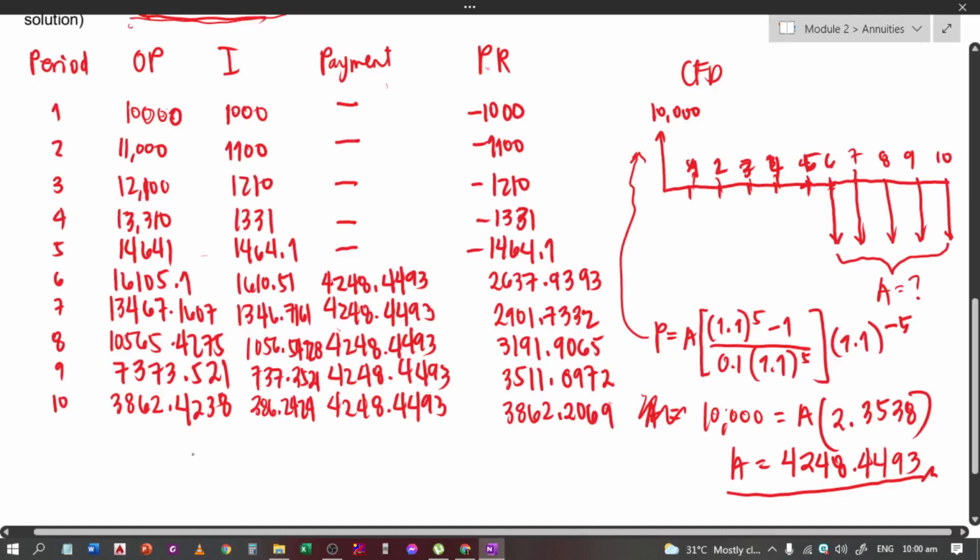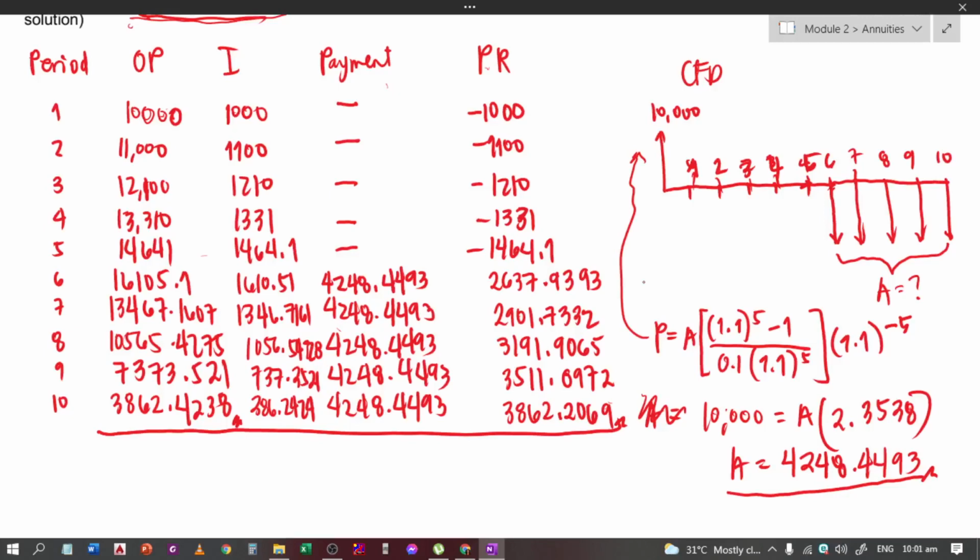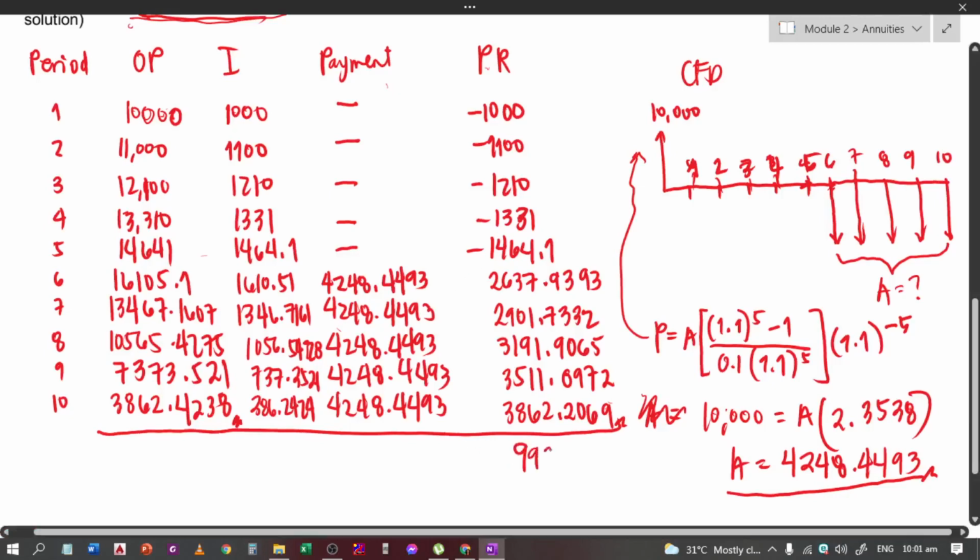Ayan. Tapos check natin. Ayan, kung mapapansin nyo, almost the same yung outstanding principal and then yung principal paid. Tapos check ulit natin kung magtutugma ba yung total nito. Negative 1,000, negative 1,100, negative 1,210, negative 1,331, negative 1,464.1, plus 2,637.9393, plus 2,901.7332, plus 3,191.9065, 3,511.0972, 3,862.2069. So, ito ay 9,999.7831. Ayan, so almost the same siya doon sa utang. So, tama yung amortization schedule natin.